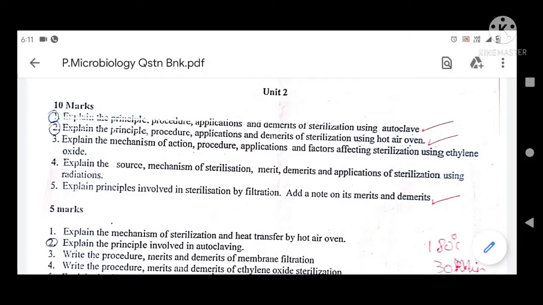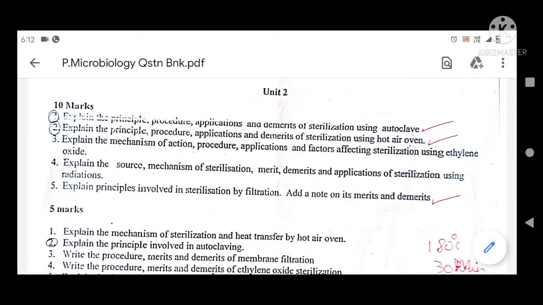Find the answers from the textbook. You can refer to better PV books, PV publication, and Nirali books. For these questions you will get the answers from there. Very sensitive answers are there for this. Yes, let's start with hope and joy.